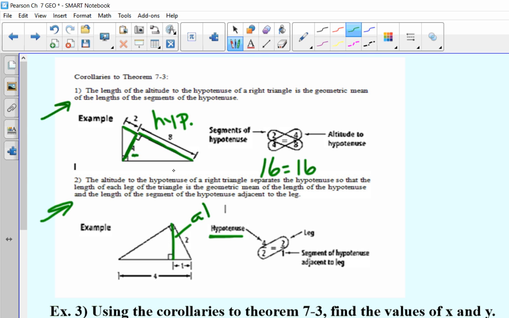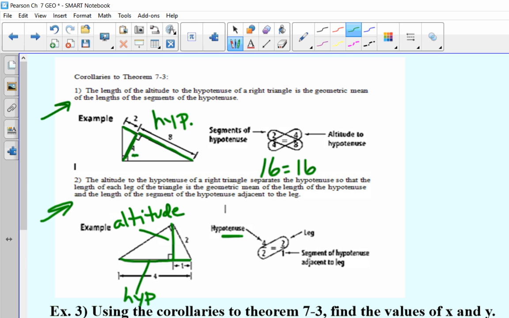Let's label it so we know what things are, so when we go back, we know what we're looking at. Actually, let me get rid of it so I don't cover up this because we need that. Well, let me flip it over. Got to remember, the altitude is drawn from a right angle perpendicular to the opposite side, which is the hypotenuse. So here's your hypotenuse. Let's label that.